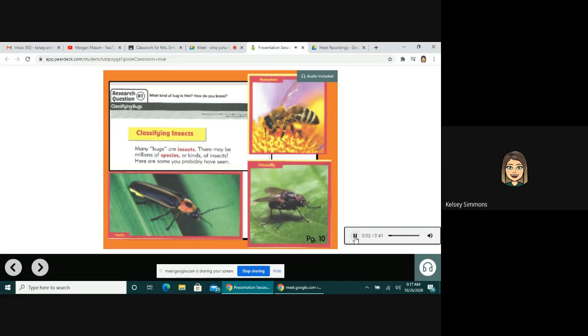We will be working on research question number 1 this week. Research question number 1 asks, what kind of bug is this and how do you know? To answer this question, we're going to start talking about classifying bugs and insects. Many bugs are insects. There may be millions of species or kinds of insects. Here are some you probably have seen. We have a firefly, a honeybee, and a housefly. Have you ever seen these bugs before?